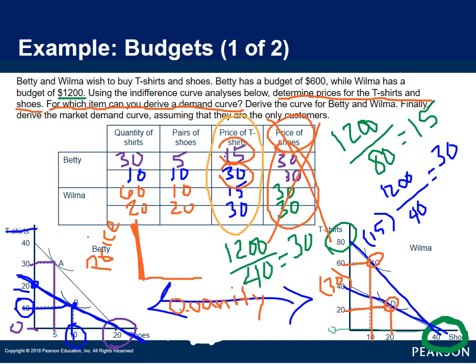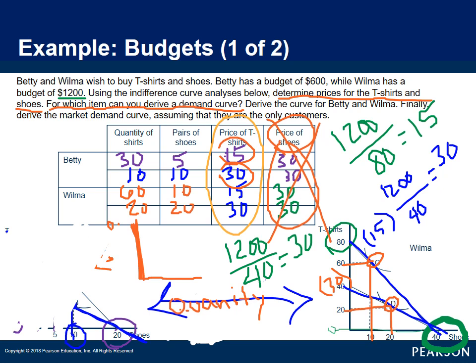So what I'm going to do here really quickly is erase, not all of this because I want to keep the numbers, but I'm going to erase some of the work on the bottom so that we have all the information that we need to start to derive our demand curves. So if you'll give me just a moment to erase all of this.